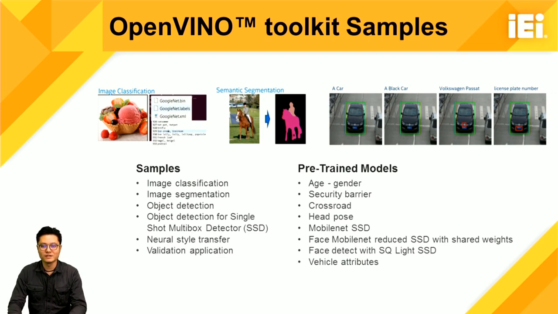The OpenVINO toolkit includes many examples and pre-trained models, such as object recognition, image classification, age and gender recognition, and vehicle detection, which you can download to get familiar with the OpenVINO toolkit interface from the Intel official website.